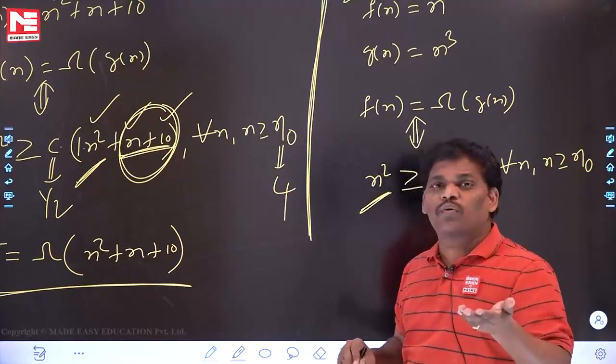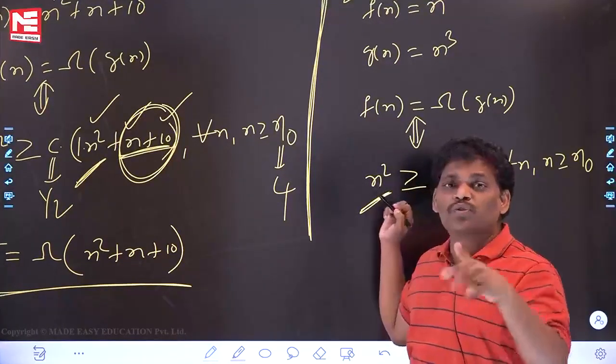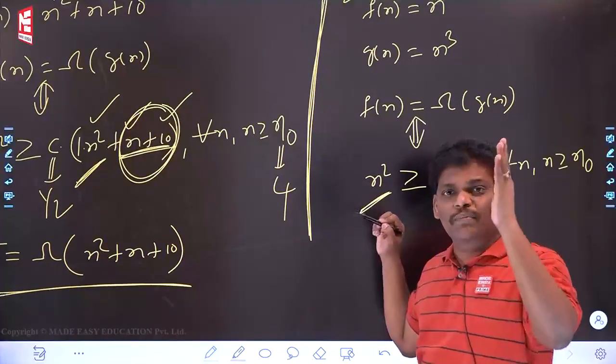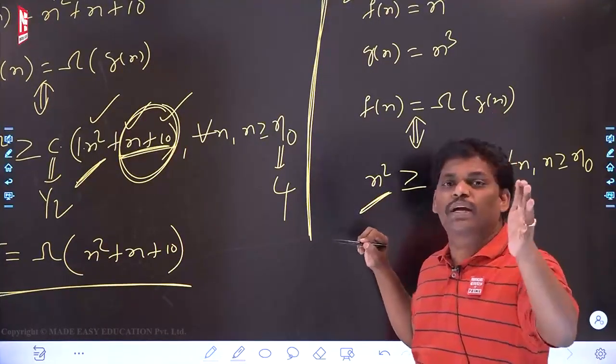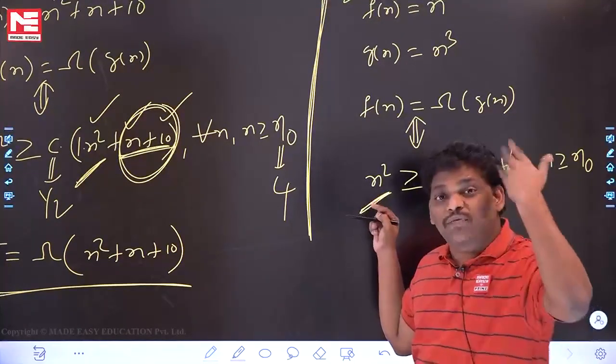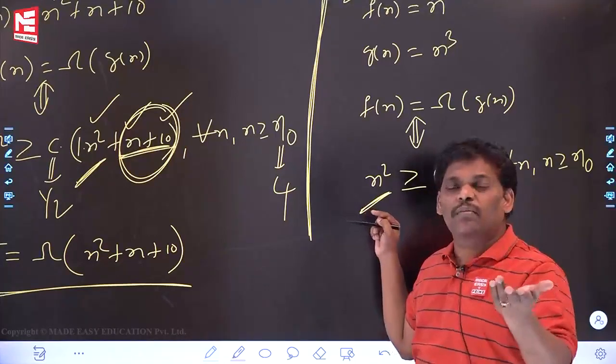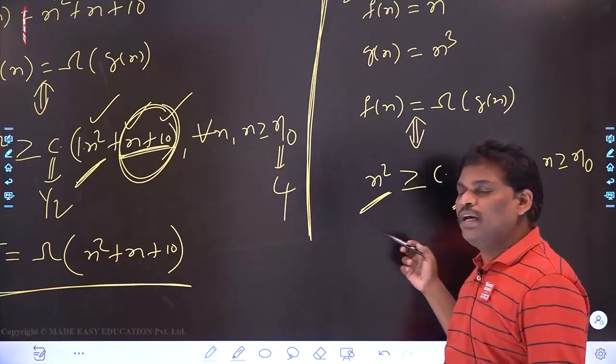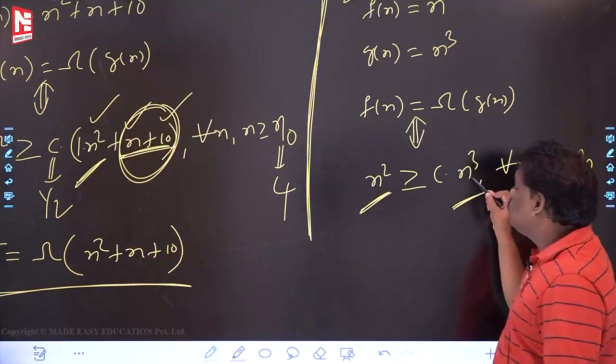But what is our goal now? I want to prove right is smaller, which is nothing but I want to prove left is bigger. Can you say what is on the left? N square. What is on the right? N cube. I want to make left bigger. But actually who is bigger? Right is bigger.